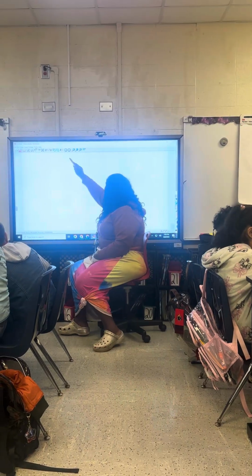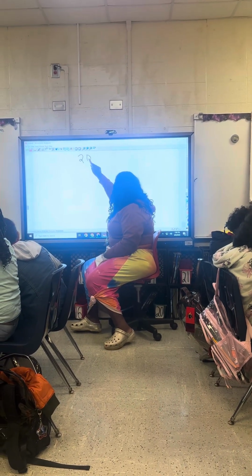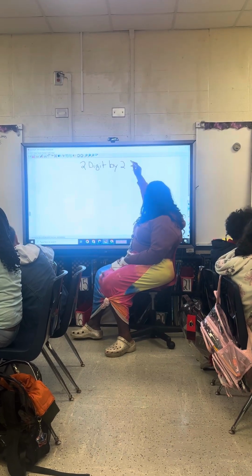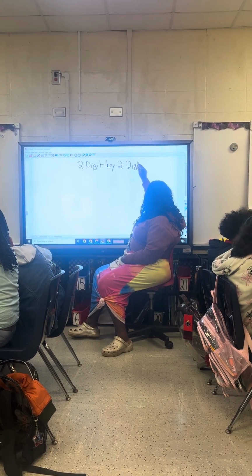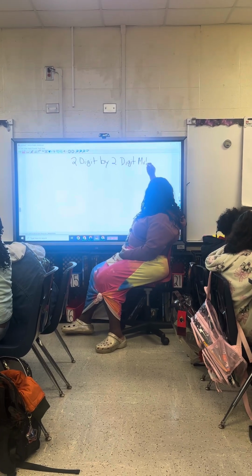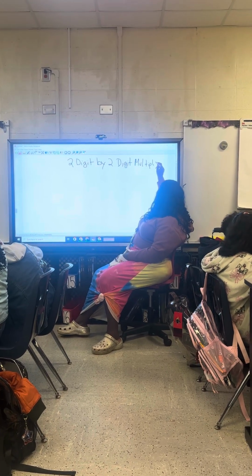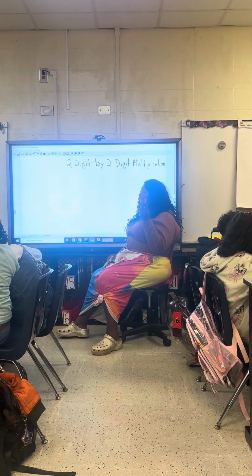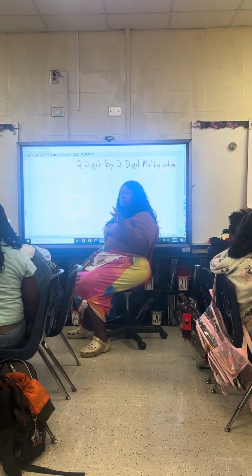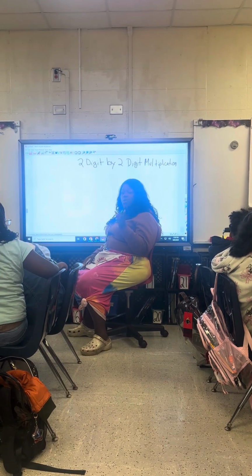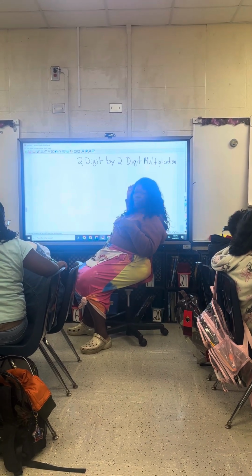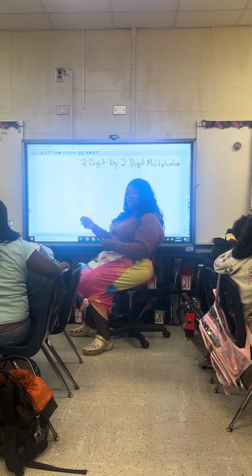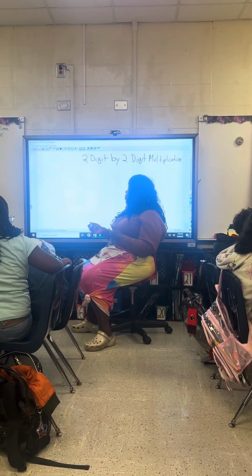This week we've been discussing 2-digit by 2-digit multiplication. We have learned 2 forms of multiplying. Well, I wouldn't say we've learned it. What I will say is we are reviewing. These are 4th grade standards. In order for me to build and teach 5th grade standards, we need to master 4th grade standards.